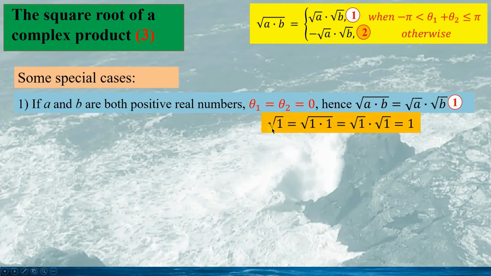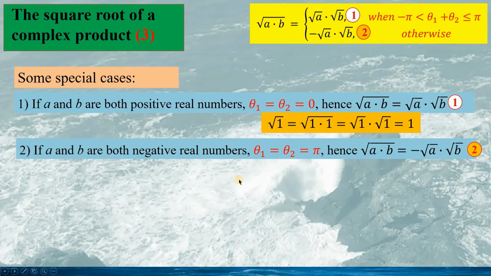The example we can see: the square root of 1 can be expressed as the square root of 1 times 1 and then the square root of 1 times the square root of 1. So it is 1. This is correct.